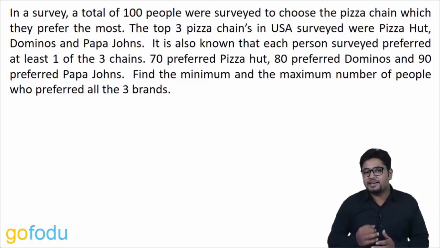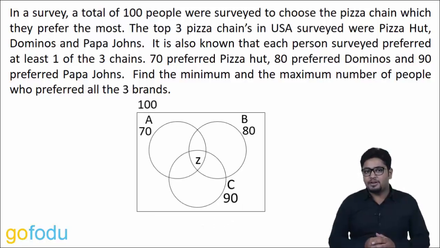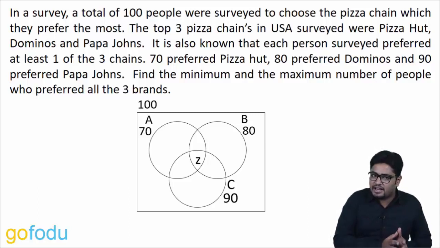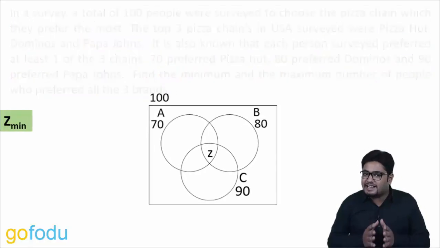In this question, there are three sets A, B and C. Now, there are 70 elements in A, 80 in B and 90 in C, and there is a total of 100 elements. The central region is Z. So, let's calculate Z minimum.